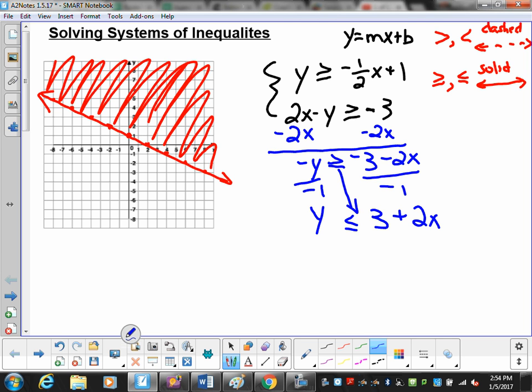So I'm going to go up here and put a dot on the 3 on the y-axis. And then from there, my slope is 2, which means I go up 2 and to the right 1, or down 2 and to the left 1. And we stated earlier that this is a solid line, so I'll go ahead and draw that line. Now, you'll have rulers tomorrow, so your lines need to be a little bit prettier than these are.